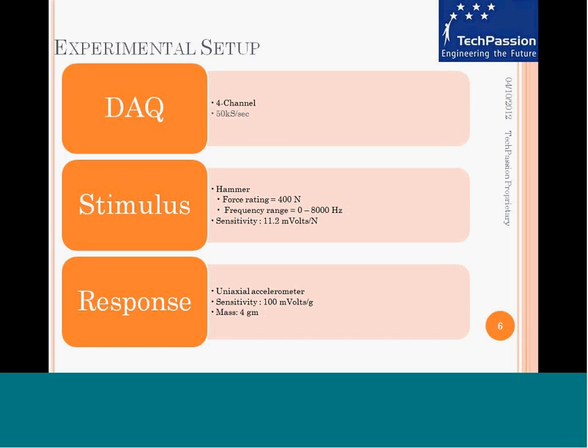The experimental setup consisted of a 4-channel data acquisition system with a sampling rate of 50 kilosamples per second. And we use a small impact hammer with a force rating of 400 newtons and a frequency range up to 8 kilohertz and a sensitivity of 11.2 millivolts per newton to hit the bolt. And the vibration response is measured in one direction. So we are using a uniaxial sensor of sensitivity 100 millivolts per G, and it's 4 grams in weight. Given these two weights, you can work out what is the mass ratio of the sensor with respect to the component.